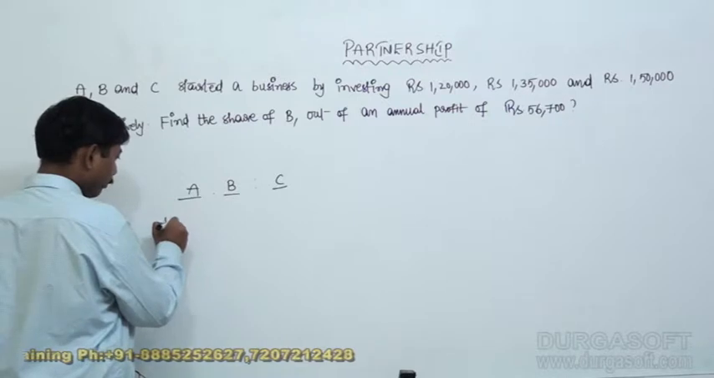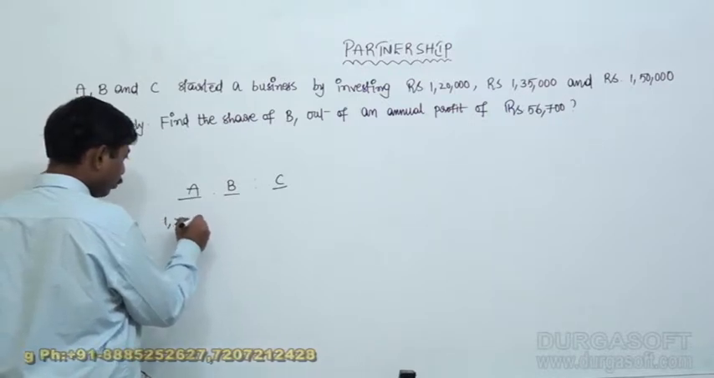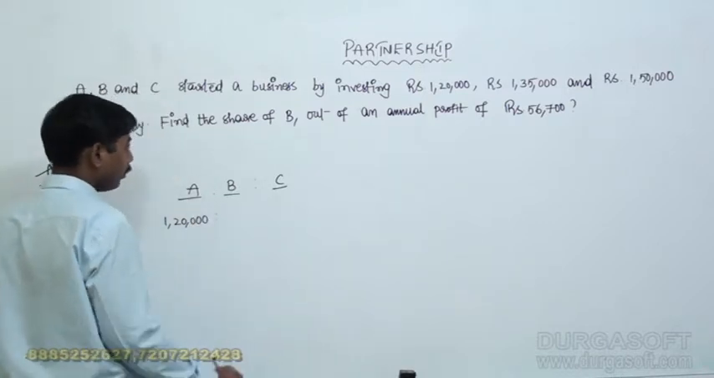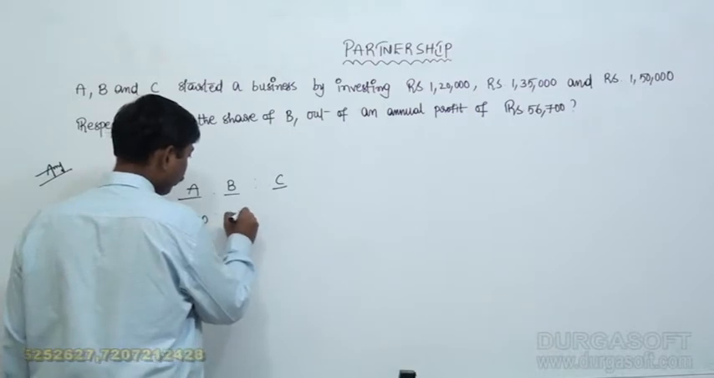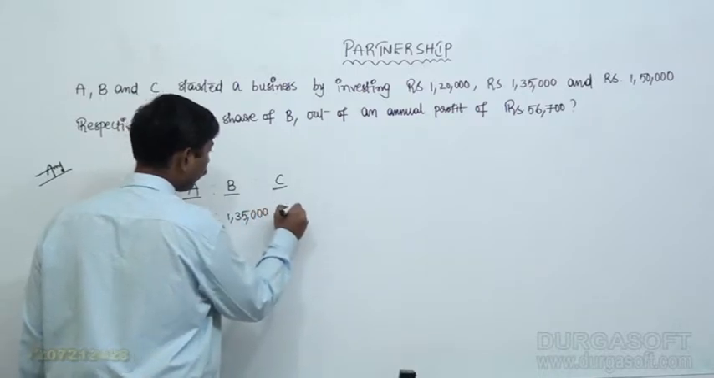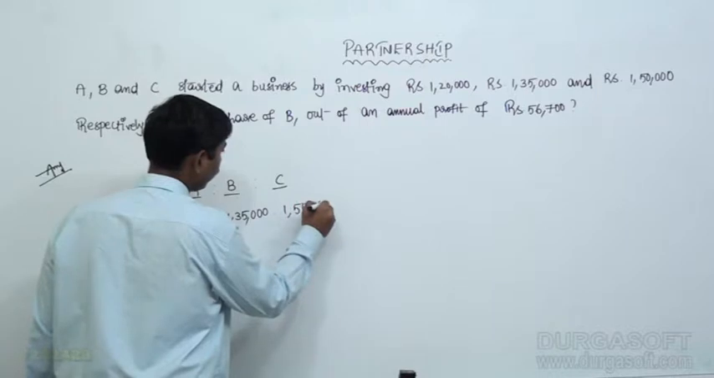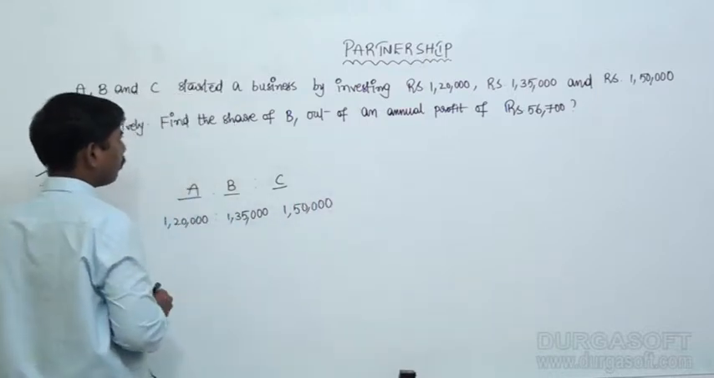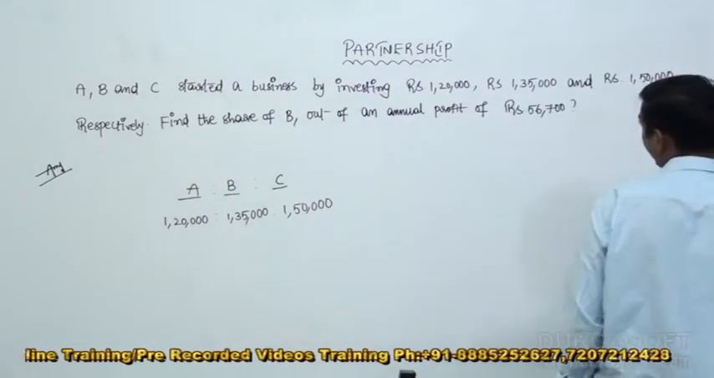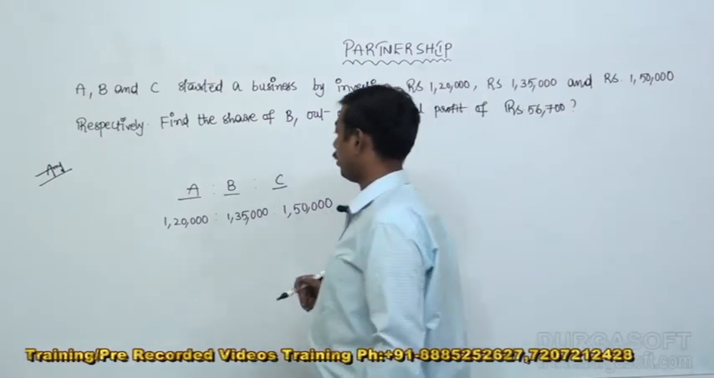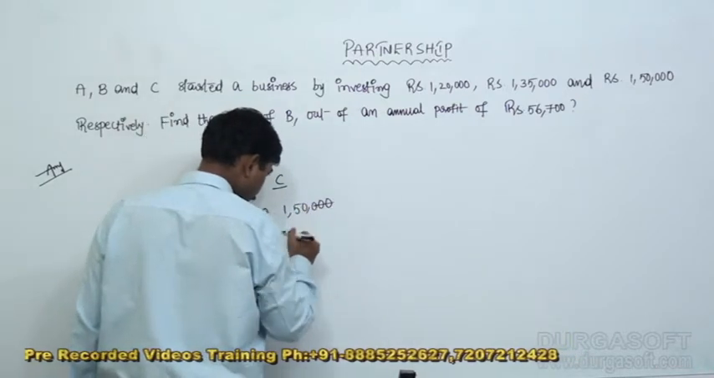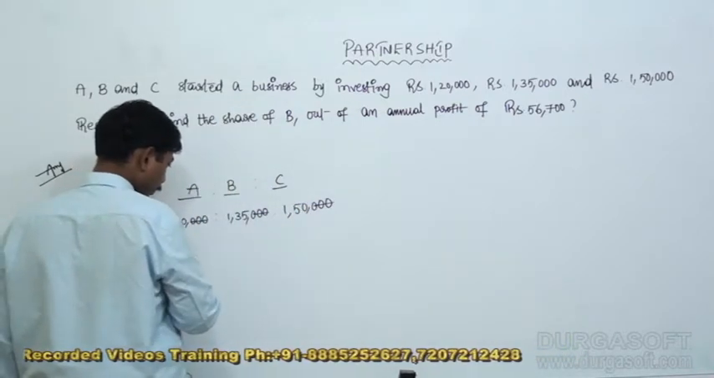A invested 120,000 rupees into the business. B invested 135,000 rupees. C invested 150,000 rupees, right? When I talk about the investment ratios of A, B and C here, my dear guys, let us put a focus here. 120, 135, 150, this one is what ratio here?